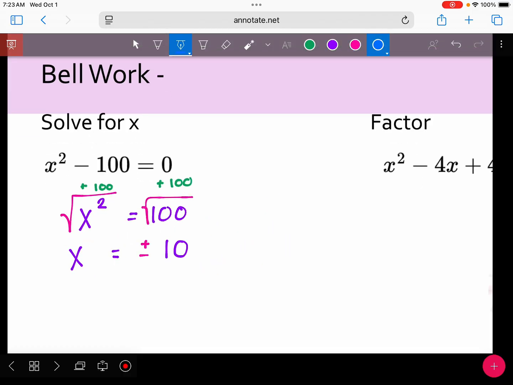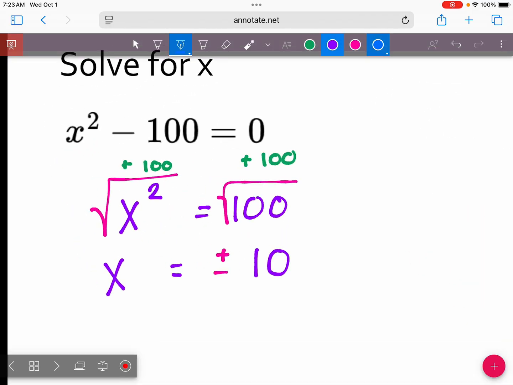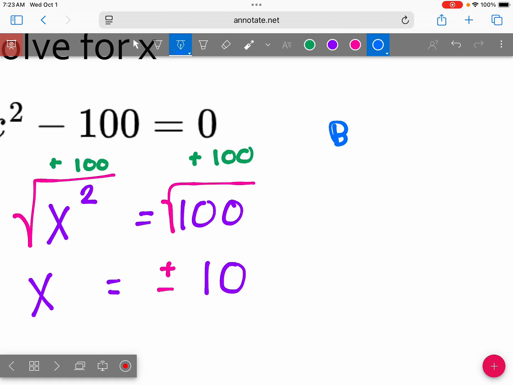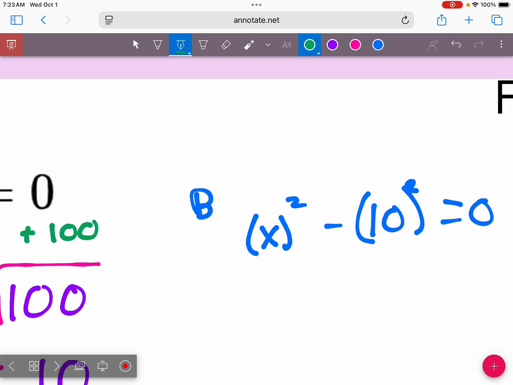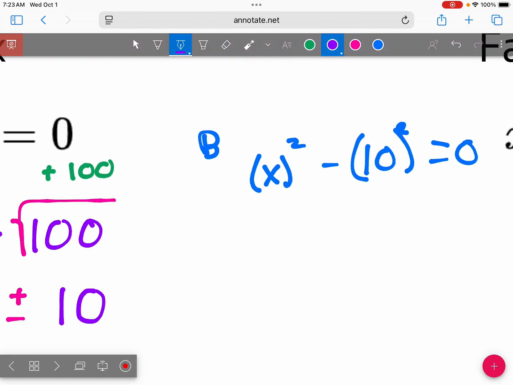The other option we could take on this one, so this one I'll call option A, this one option B. I could notice that x squared minus 100, x squared is a perfect square and 100 is a perfect square. So I could rewrite this as x squared minus 10 squared equals 0 and put it through my difference of squares, where we have our x plus 10, x minus 10.